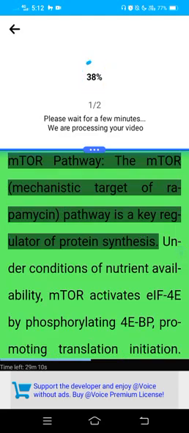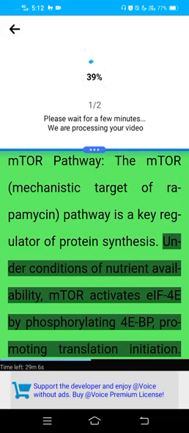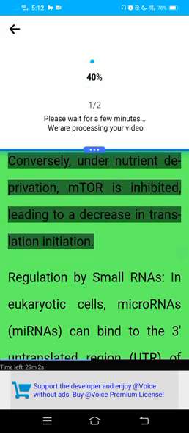mTOR pathway. The mTOR (mechanistic target of rapamycin) pathway is a key regulator of protein synthesis. Under conditions of nutrient availability, mTOR activates EIF4E by phosphorylating 4EBP, promoting translation initiation. Conversely, under nutrient deprivation, mTOR is inhibited, leading to a decrease in translation initiation.